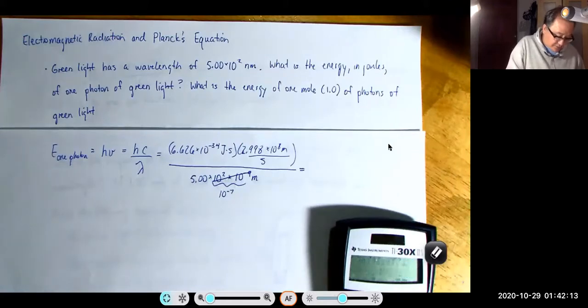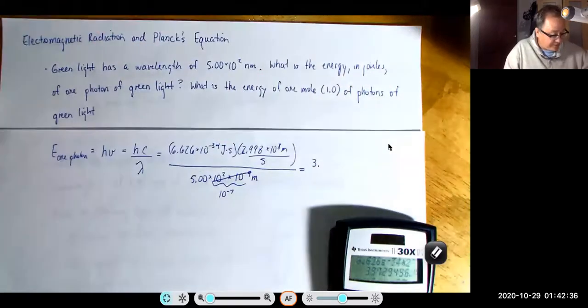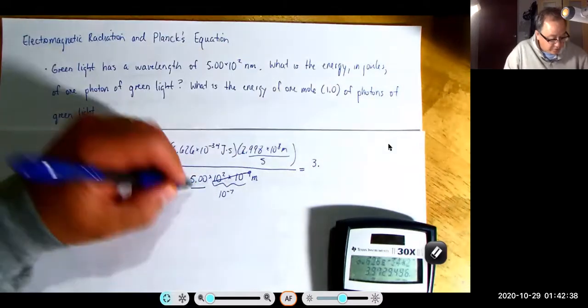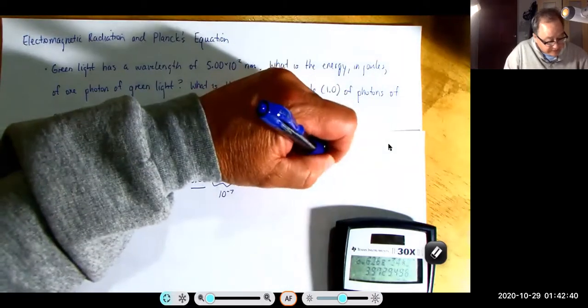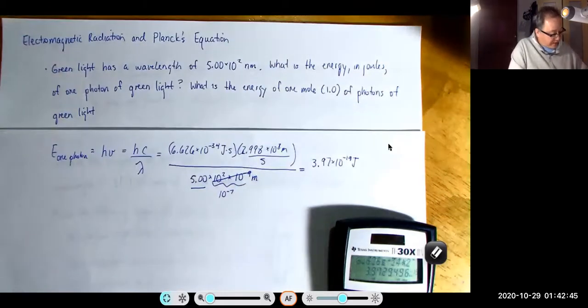And we put this into our calculator. Okay, so 6.626 EE negative 34 times 2.998 EE 8, and then divided by 5.00 EE negative 7. And I get 3 significant figures because of that. 3.97 times 10 to the minus 19 joules, and that's per photon.